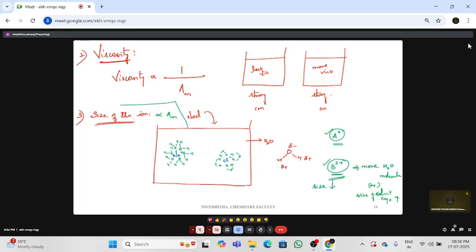Because if the size of the ion is greater, then the solvent cage around this ion will be lesser, so the ions can freely move, due to which molar conductivity is getting increased. Okay, so the size of the ion is directly proportional to molar conductivity. That's it. So we have two more parameters. One is temperature, and another one is concentration. So concentration, we're going to discuss in the next class. But temperature is very easy.